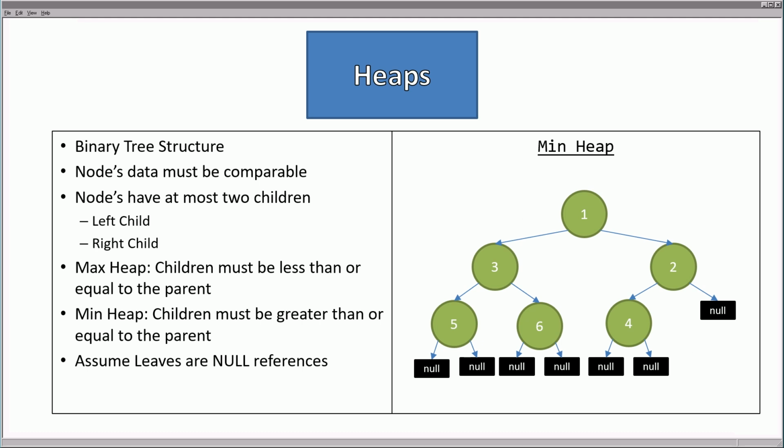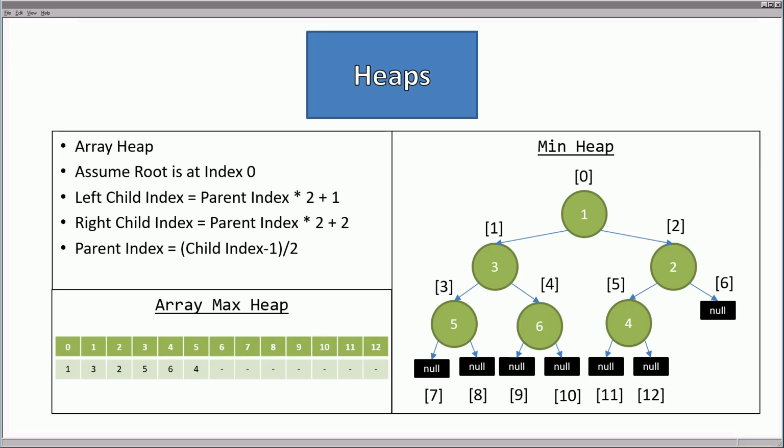In a previous lecture, we also introduced the heap data structure. Now this is a binary tree structure. Once again, the node's data must be comparable in some way. As it's a binary tree, each node has at most two children, a left and a right child. Now we also demonstrated how a heap could be implemented inside of an array. In these examples, we're assuming that the root is at index 0.